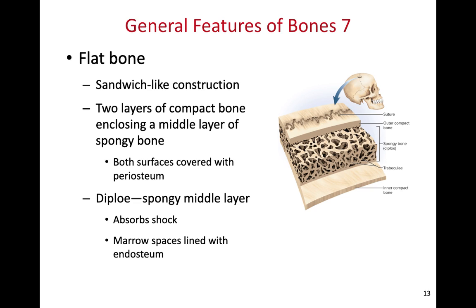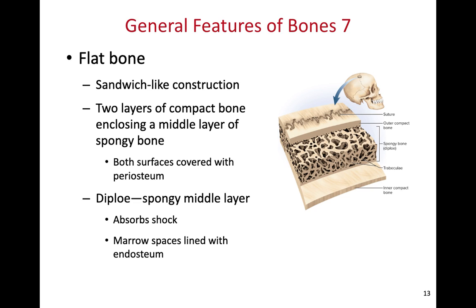So we still have the ability to make new blood as an adult, just not as much as when we were younger. In terms of that spongy bone in the middle of the flat bone, it's sometimes referred to as a diploe, and that's going to do more than just store red bone marrow. It gives us mild shock-absorbing abilities within our flat bones.